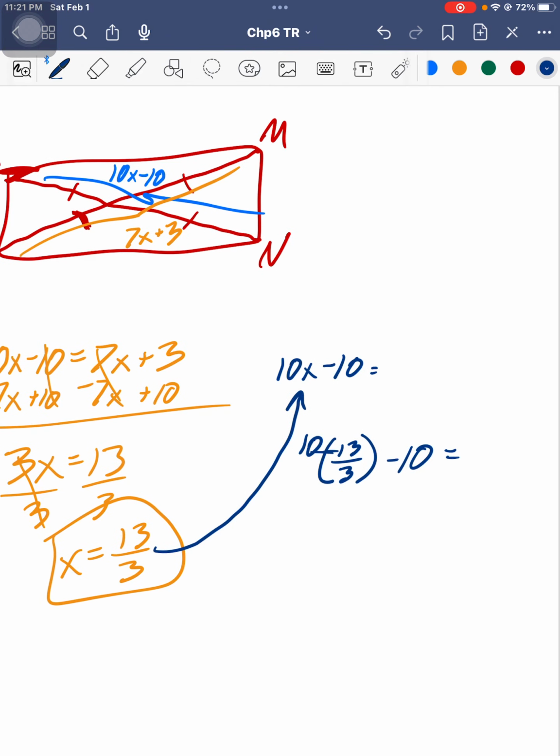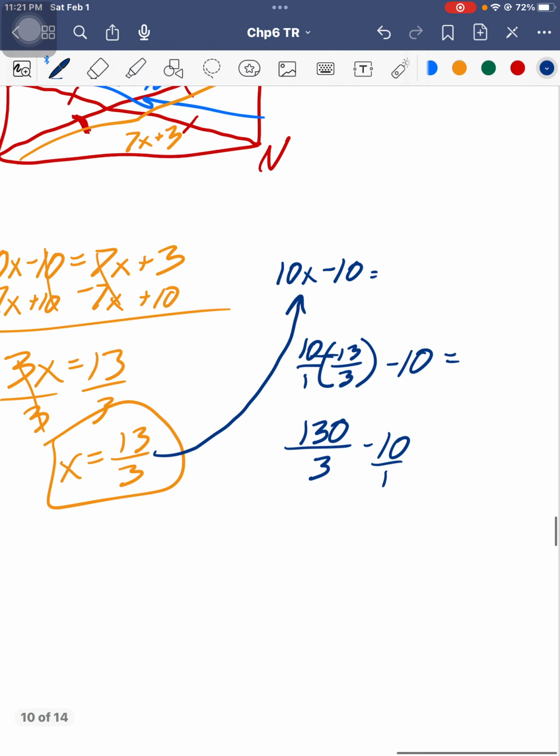Well, this is going to be 130 divided by 3 minus 10 over 1. Remember, I like to work with fractions. So now, in order for this to be correct, I'm going to have to multiply this by 3 and multiply this by 3 as well, because I cannot add or subtract fractions unless they have the same denominator.